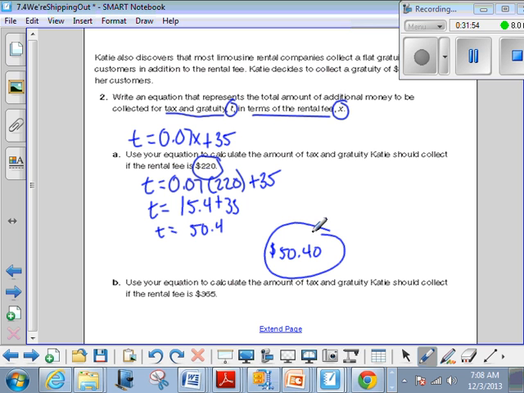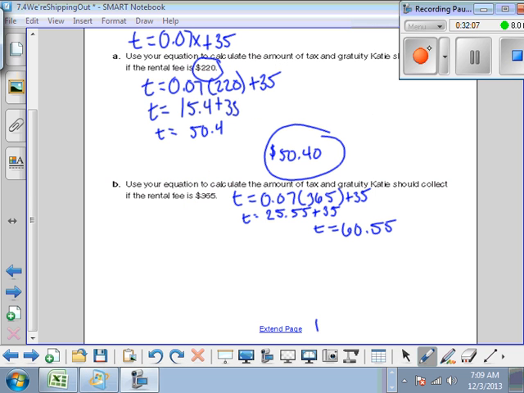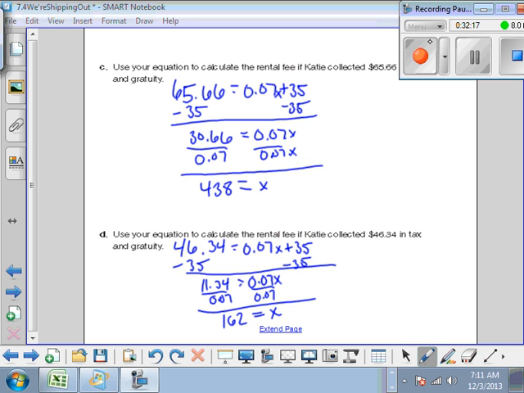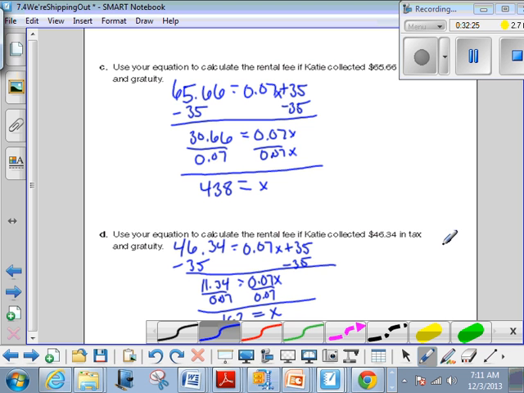So go ahead and check your answer for B. I got the total for tax and gratuity would be $60.55. Okay, so then looking at C and D, you have to pay very close attention because the question is asking you to find a different variable. It says use your equation to calculate the fee if the amount collected is $65.66. So our fee would go on the left, and we're looking for our cost here.